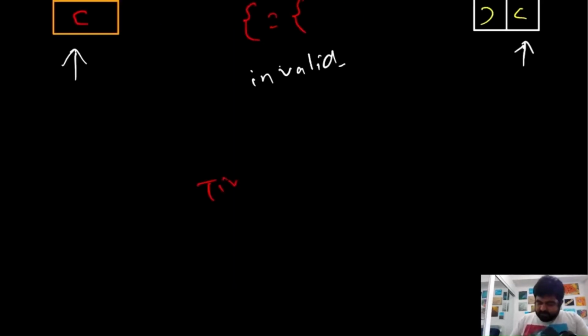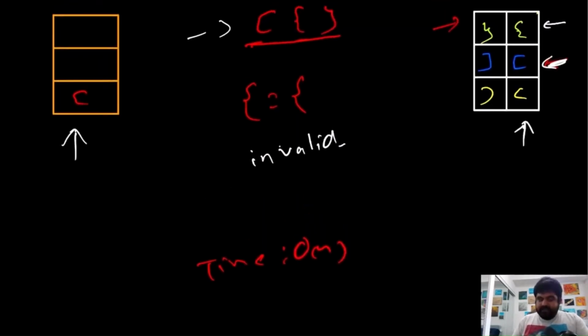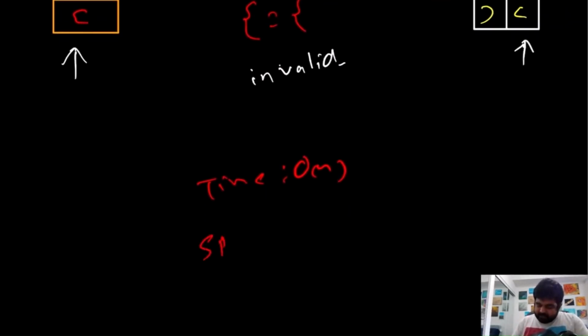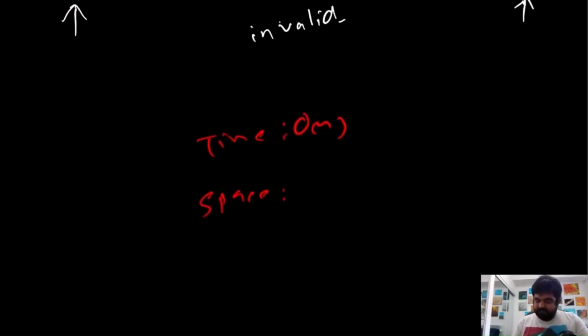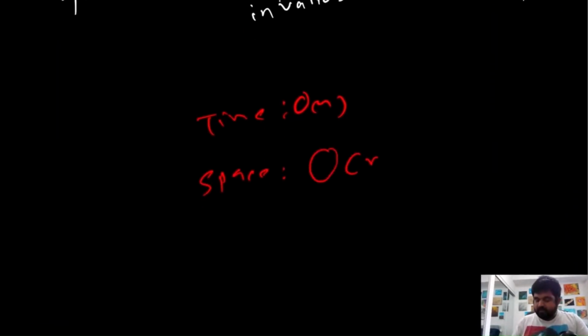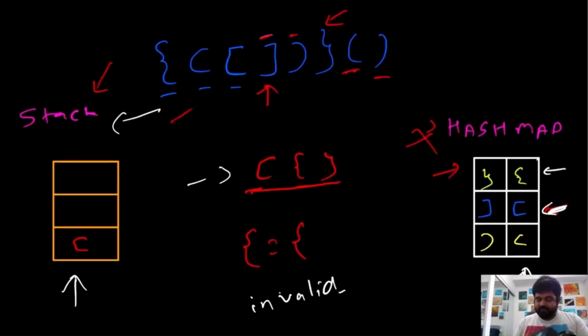Time complexity is going to be big O of n, where n is the number of entries present inside the string. Even in terms of space complexity, because we are using a stack and a hash map, we don't care about the hash map because it has a finite number of entries. But for the stack, the size will depend on big O of n as well, on the number of entries present inside the string. Now let's move on to coding.